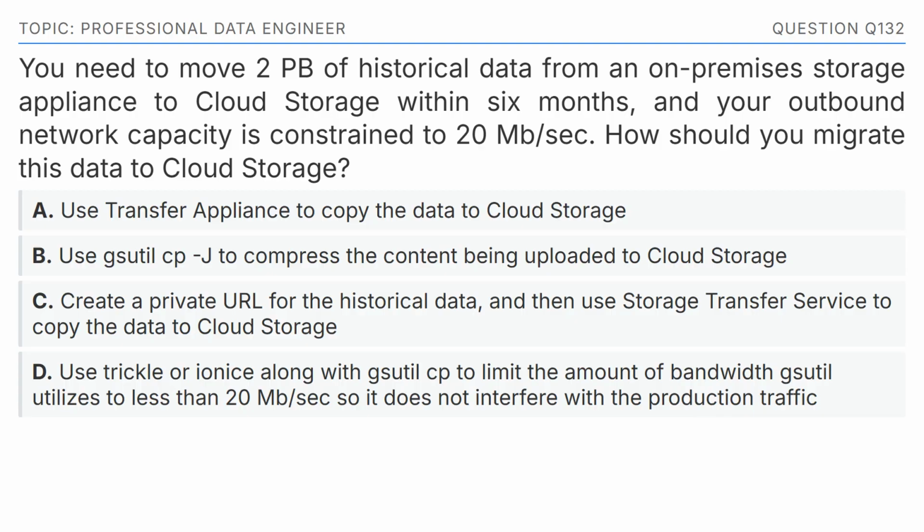Option B, use gsutil -m cp -j to compress the content being uploaded to cloud storage. Option C, create a private URL for the historical data, and then use storage transfer service to copy the data to cloud storage. Option D, use Trickle or ionice along with gsutil cp to limit the amount of bandwidth gsutil utilizes to less than 20 megabits per second so it does not interfere with the production traffic.